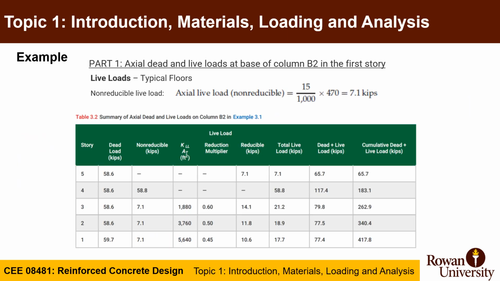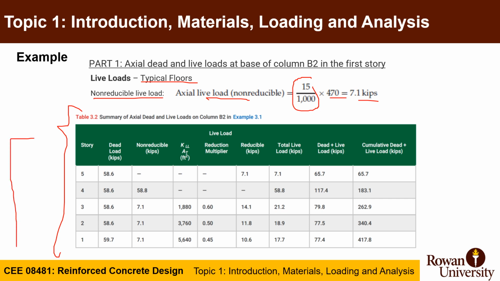Now we can go and apply. Before we apply this table, we have to know that there is a non-reducible live load due to partitions, which is 15 over 1,000 times 470, going to be 7.1. Let's start doing this table. You have to know that you now have 5 stories. This is story 1, story 2, story 3, story 4, story 5. So this is the column for story 1.